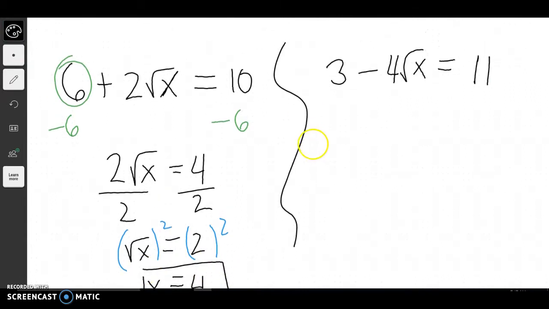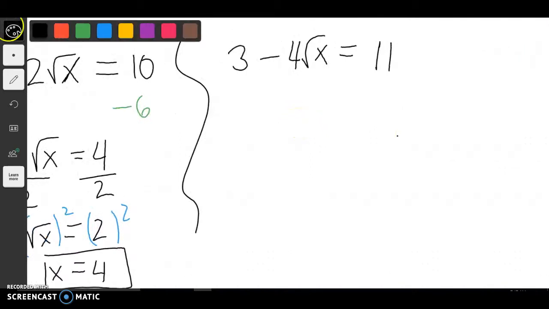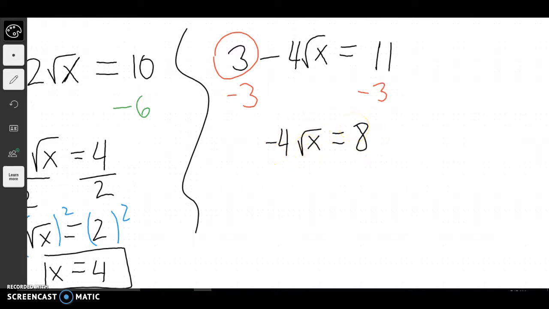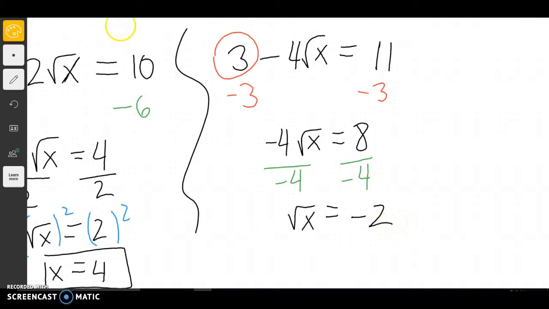Let's do one last example. In this example, again, because I have a positive 3 out here, I'm going to just subtract 3 from both sides. I'm then going to get negative 4 radical x is equal to 8. I'll divide both sides by negative 4, and I'll get that radical x is equal to negative 2. I'm then going to square both sides and find that x is equal to 4.